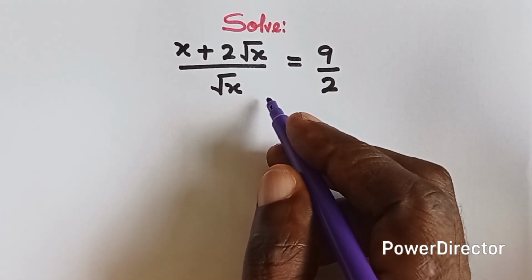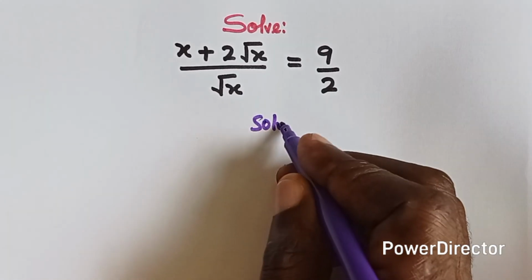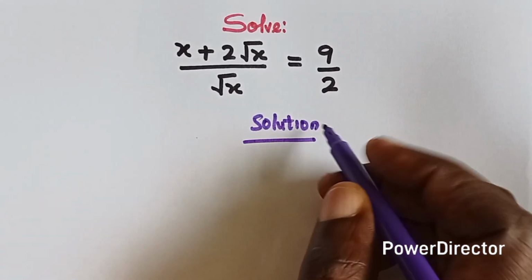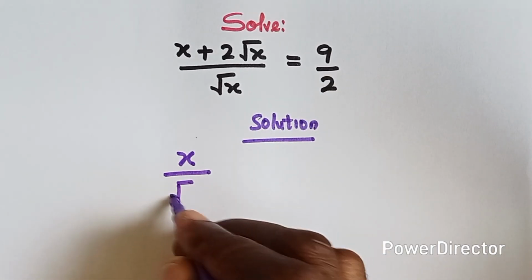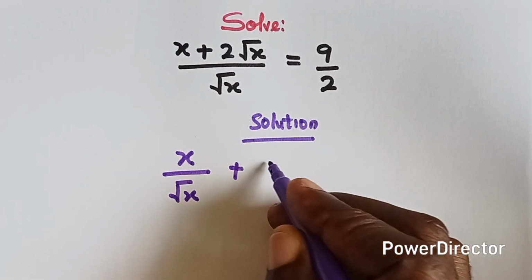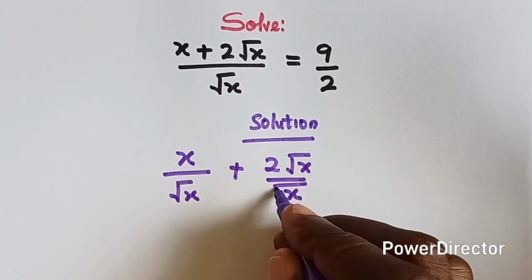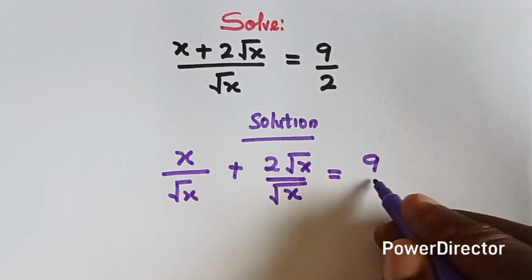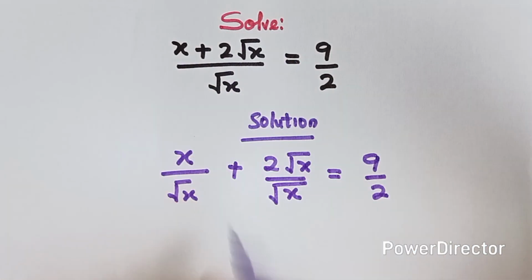Now let me show you the easiest way to solve this radical equation. Solution. Another way to write this is x over root x plus 2 root x over root x equals 9 over 2. By the time we simplify this, we are going to get this.